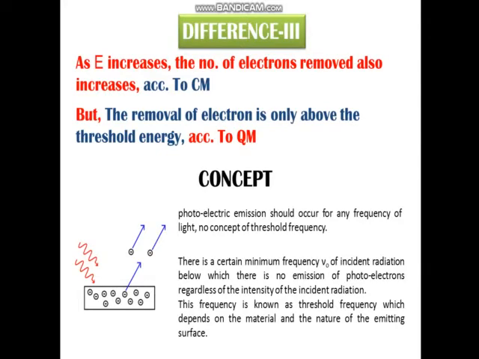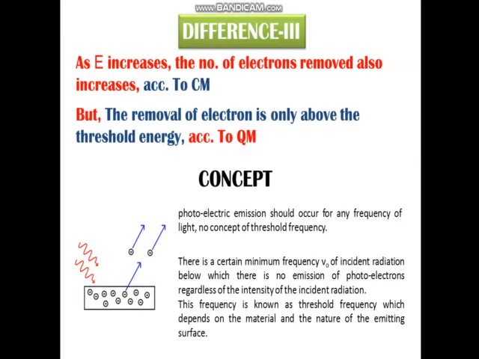The frequency corresponding to the removal of an electron is fixed, and it is called the threshold energy. Photoelectric emission should occur for any frequency of light, with no concept of threshold frequency in classical physics. But in quantum mechanics, there is a certain minimum frequency nu naught of incident radiation, below which there is no emission of photoelectrons regardless of the intensity of the incident radiation. This frequency is known as the threshold frequency, which depends on the material and the nature of the emitting surface. So here also classical mechanics fails.